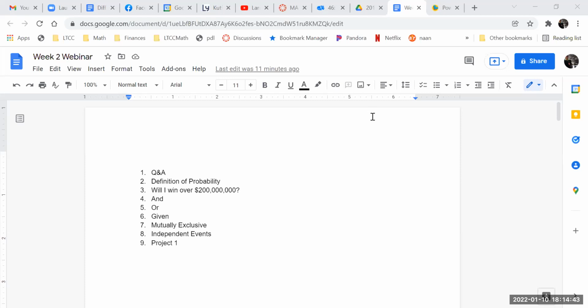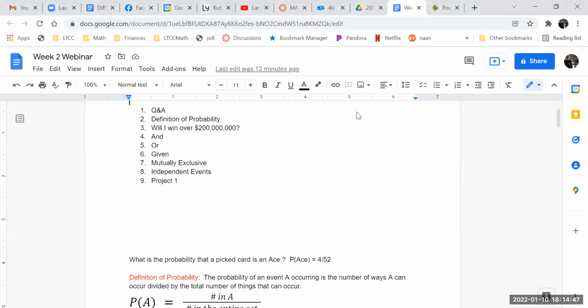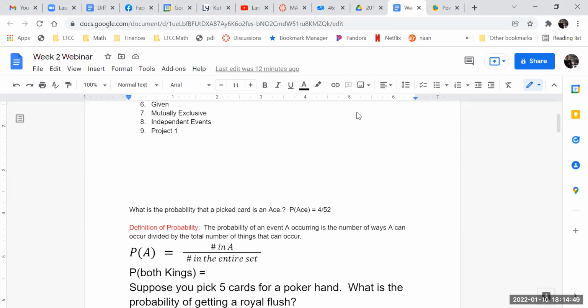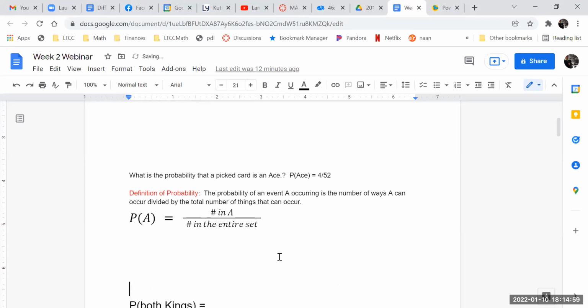Okay, so let's do probability. By the way, probability is a little tough. It's a big deal in terms of the main thing with probability is that it's a definition.